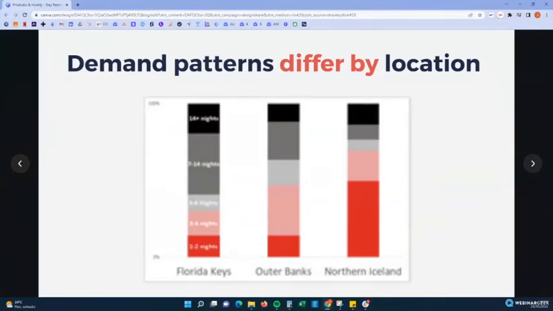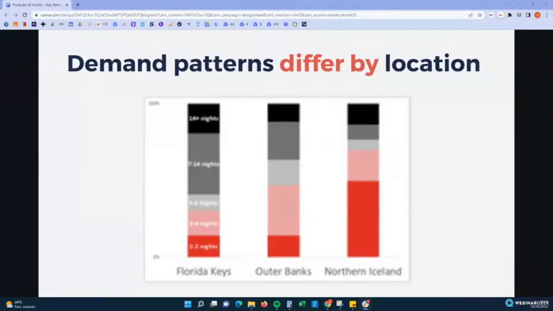Also, demand patterns differ by location. This is just three examples, but look at length of stay. These are three completely different markets. In two of them, the 1 to 2 nights is almost nothing. For example, in Northern Iceland, it's like 50% of the bookings.